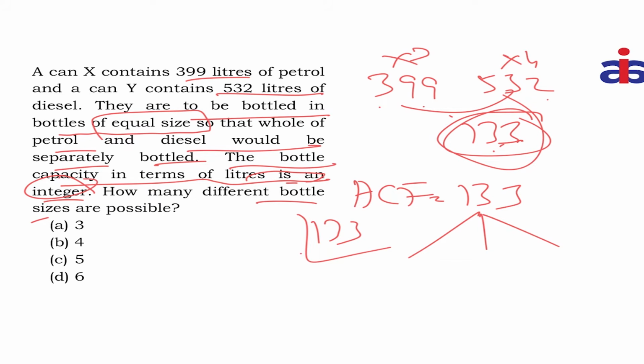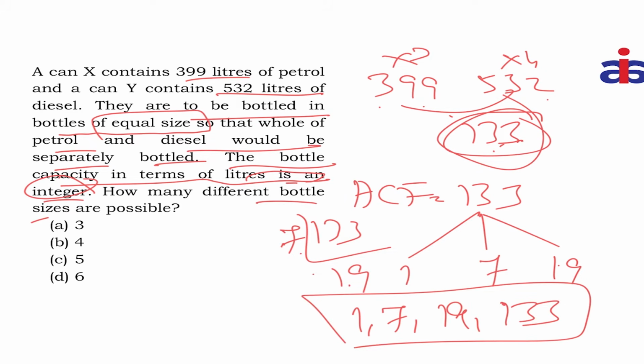We can go with 7. So 7 times 19 is 133. So 7 is there, 19 is there, even 1 is there. Right? So the factors of 133 are 1, 7, 19 and 133. So all the 4 are possible. Even 1 liter bottle, we can pack all of them in 1 liter bottles. It cannot be less than that. A half liter bottle cannot be there because it is not an integer, right?